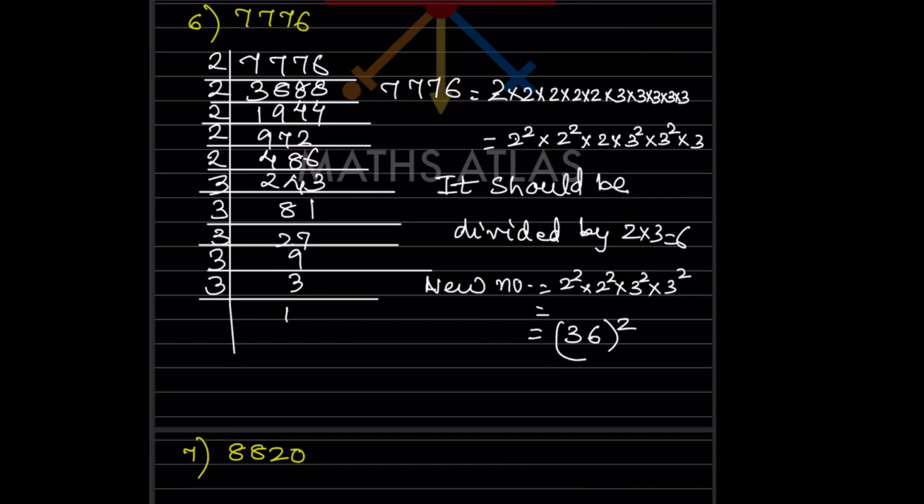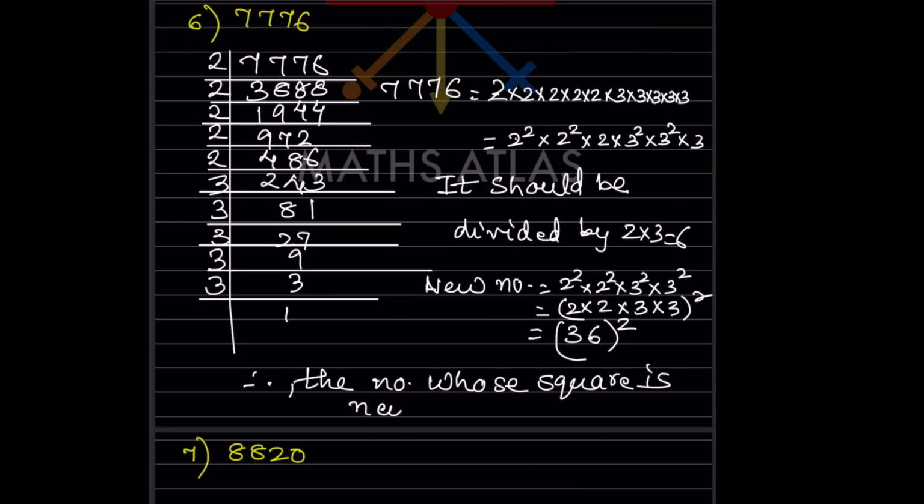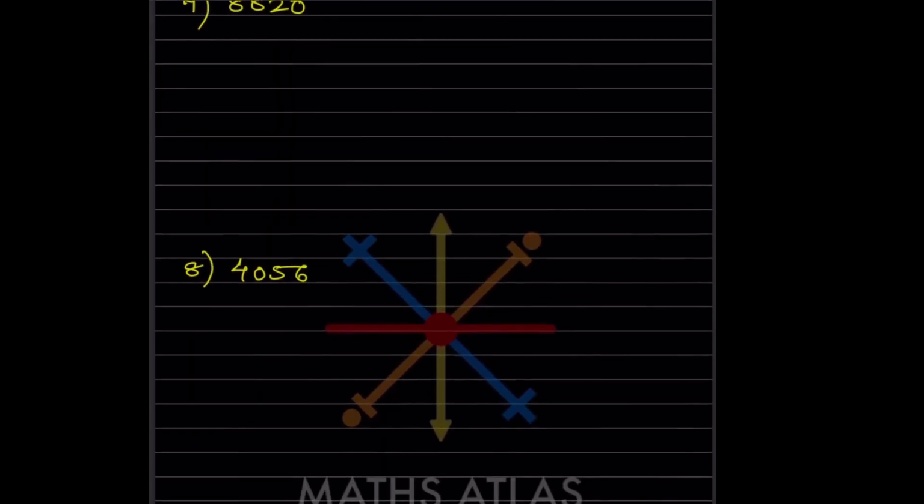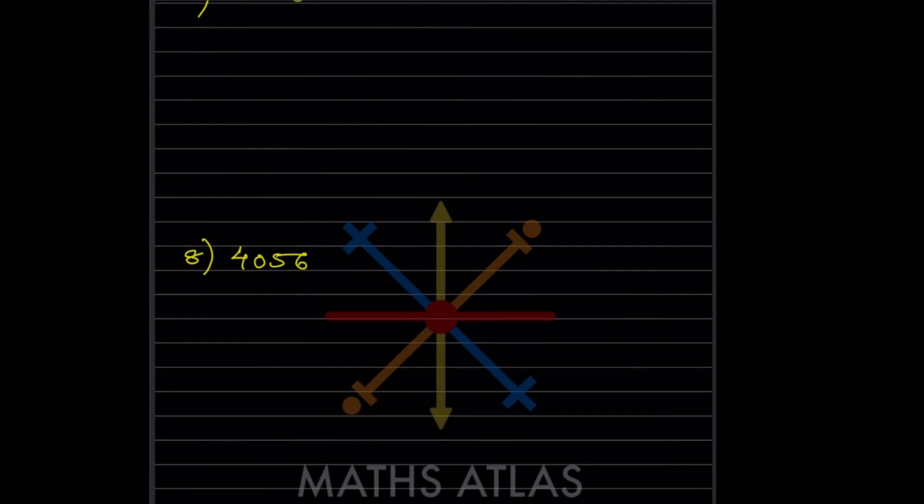Or you can also write like this, 2 into 2 into 3 into 3, and then square it both ways, and then put 36 square. So now you can write here, therefore the number whose square is new number is equal to 36. So now let us see for this one.